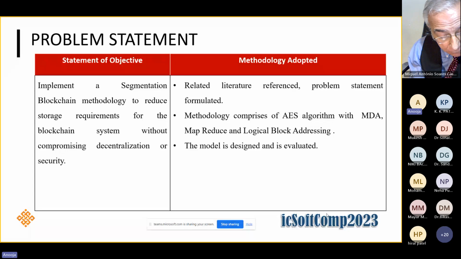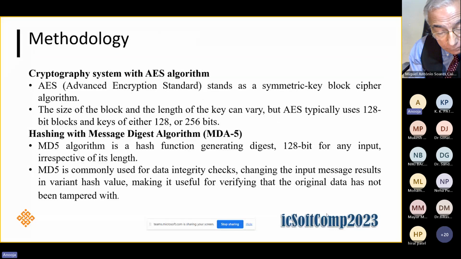Coming to the techniques we have used for cryptographic purposes, we have used AES, which is the Advanced Encryption Standard algorithm. It is a symmetric key algorithm wherein the same key is used for encryption and decryption. The key size is 128 bits. And for hashing, we use MD5 as the hashing algorithm.